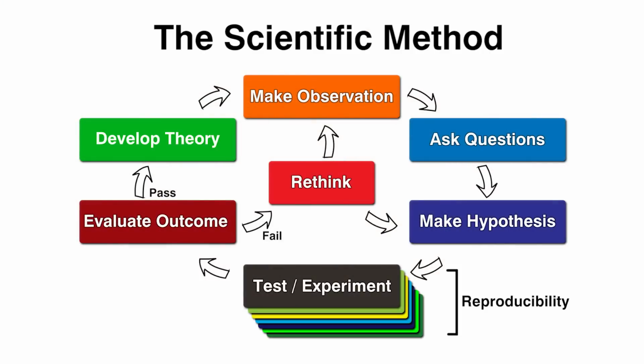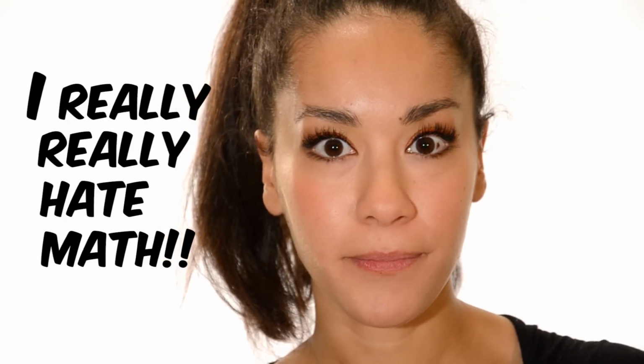Since all science is reproducible, you should be able to do the math and get the same results they did. But here's something nobody else has ever told you: the math is actually pretty easy, and you don't have to be a scientist to do it.